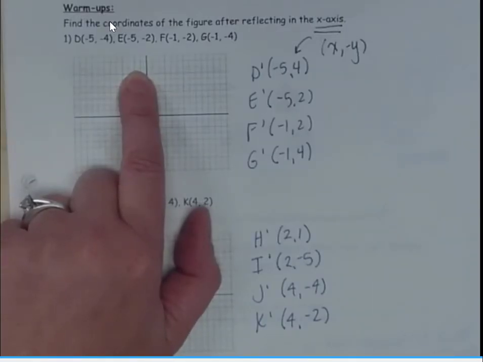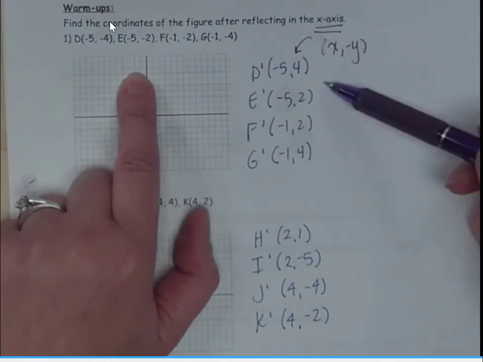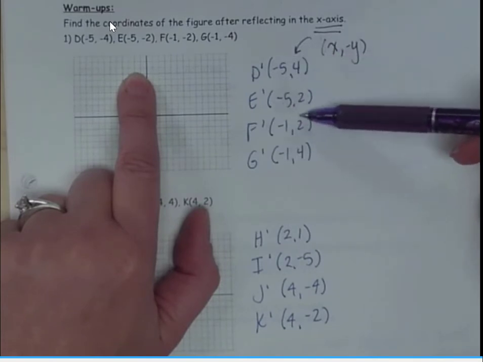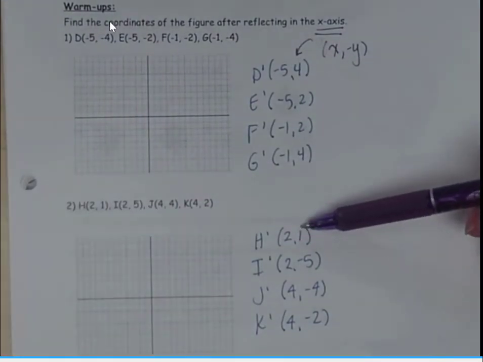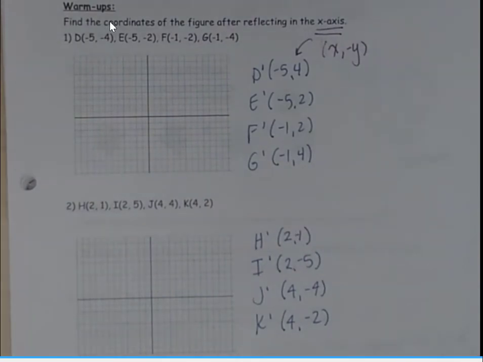Alright, so remember when we're going to reflect in the x-axis, the x stays the same and our y is the opposite. So all of our x values should be the same, all the y's should be the opposites. All right, nice job.